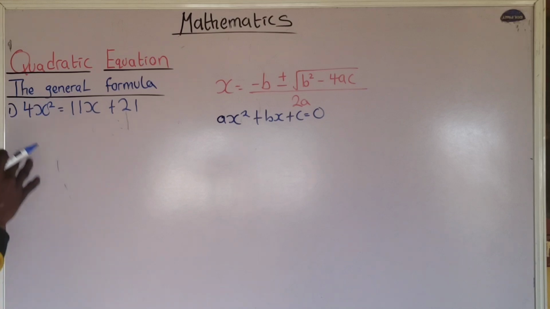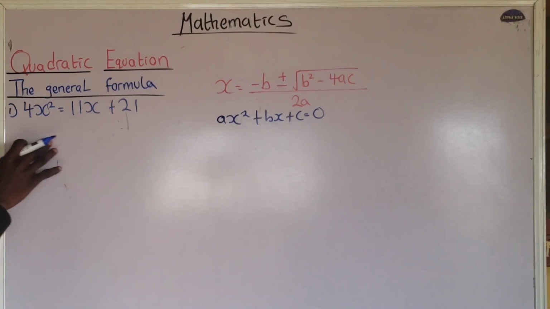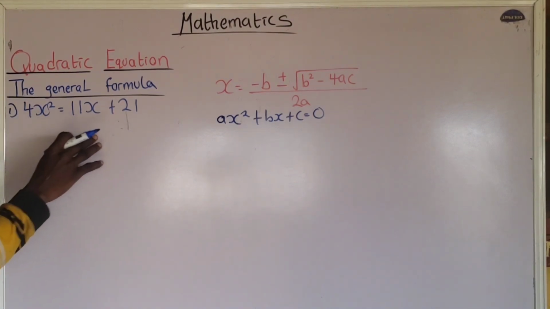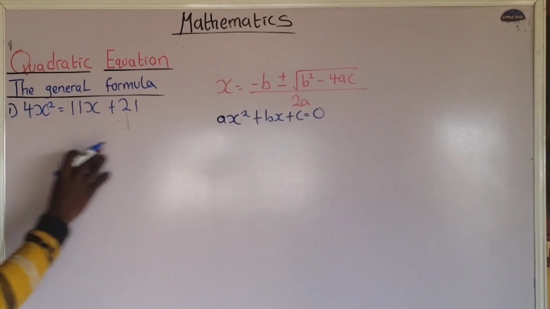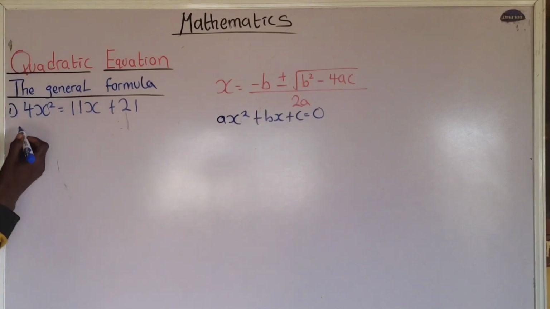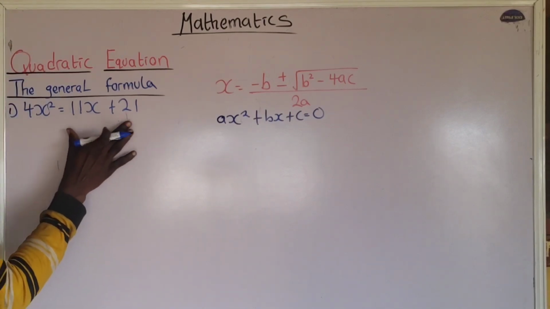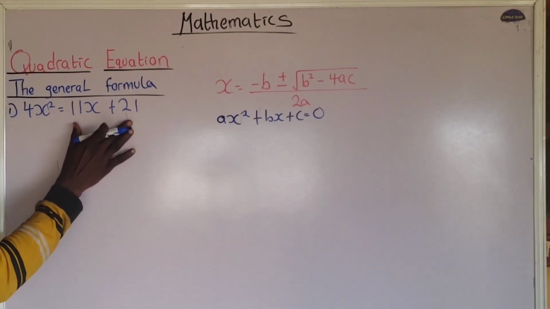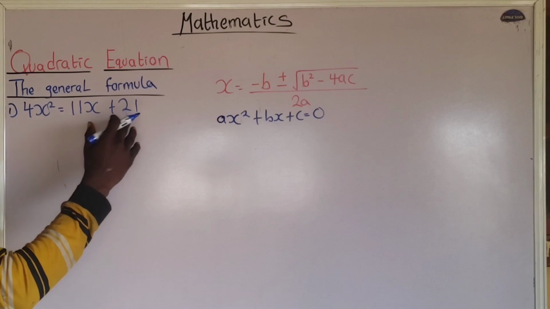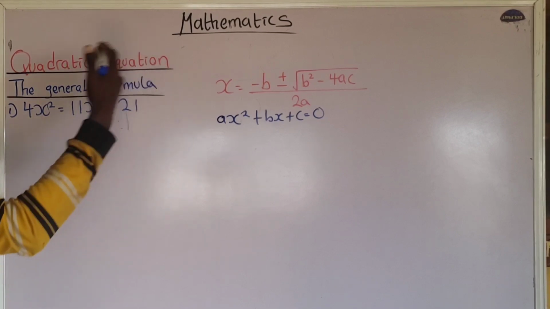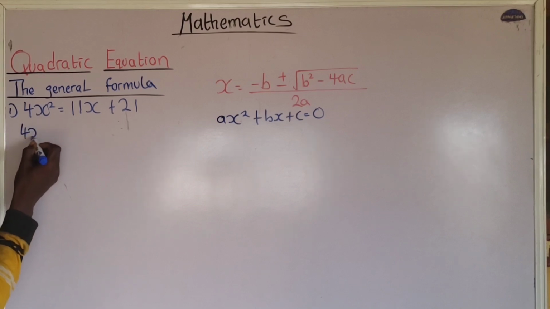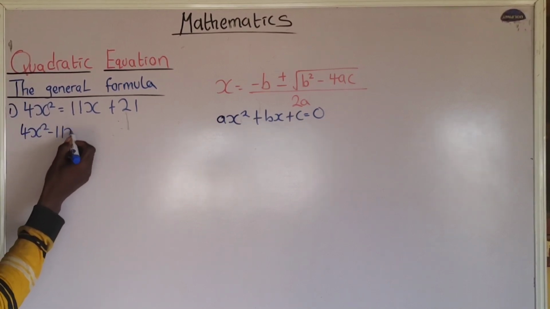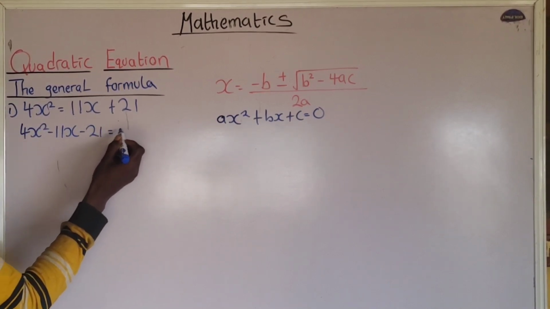Now, if you look at this quadratic equation, we have 4x squared equals 11x plus 21. So, in an attempt to solve it, we have to rearrange it such that it will look like this. Okay? Here I'm going to move all the terms on the right hand side of the equation to the left hand side. So I'm going to have 4x squared minus 11x minus 21 equals 0.